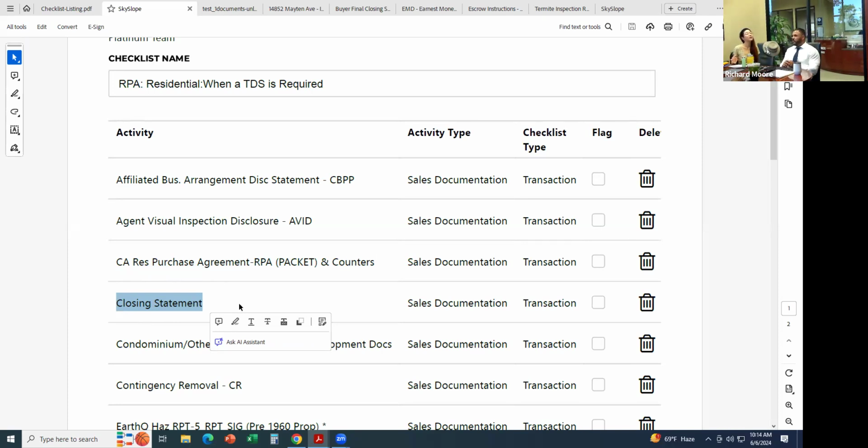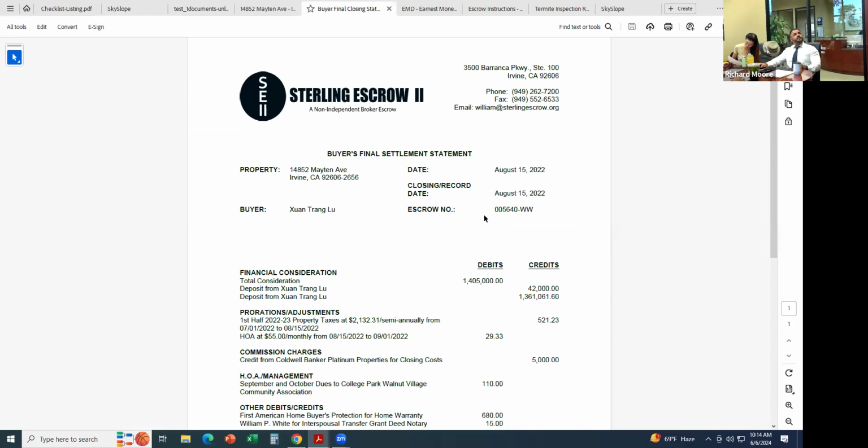You're gonna get this from escrow. This is after escrow closes, you're gonna get a final settlement statement is what it's known as, but it's a closing statement. But if you don't find a form that says closing statement, look for a final settlement statement. And this you're gonna get from escrow again. So let me show you what that looks like. It's gonna look something like this.